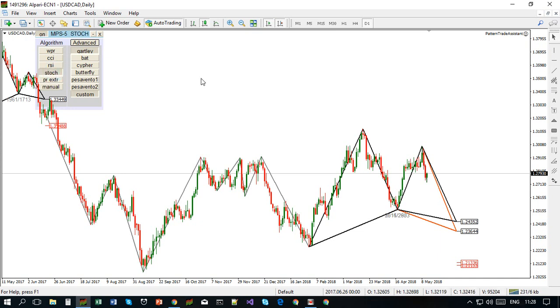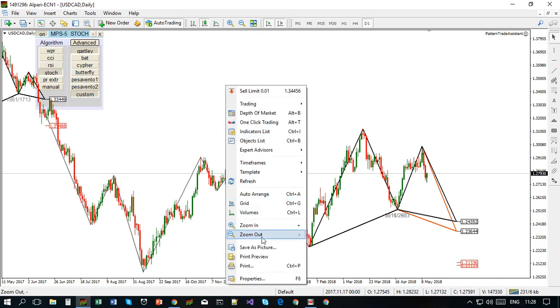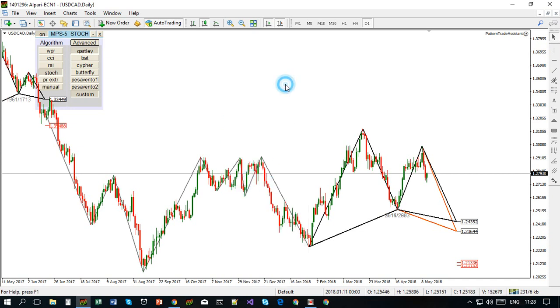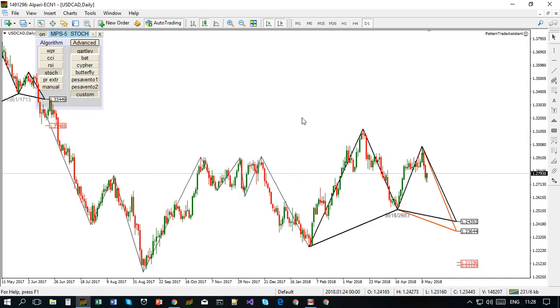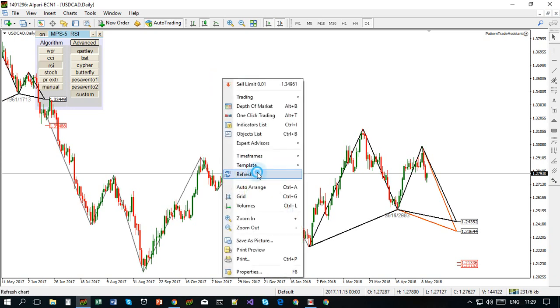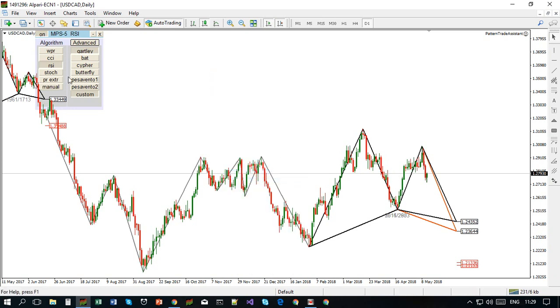Well, let us switch to the stochastic indicator. Let's redraw the patterns and refresh them, and what you see are the same patterns on your chart. Let's go manual first. Let's disable them all. Let's delete them all. Let's go to stochastic. Let's enable it, and let's refresh. You see the same patterns. So let's go to RSI. Let's refresh. So the same patterns stay.